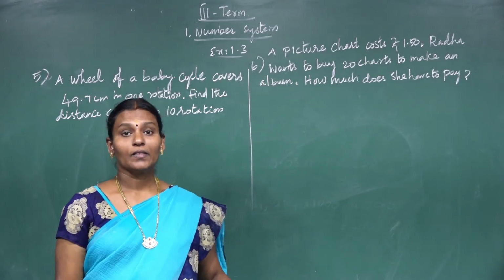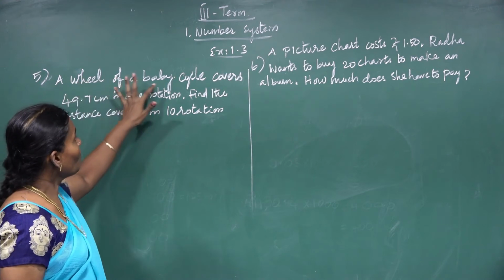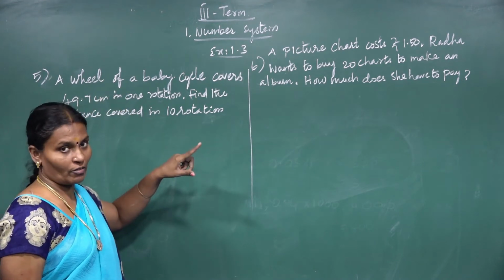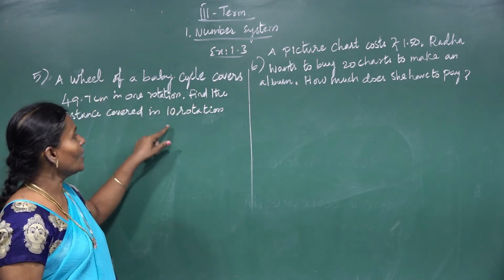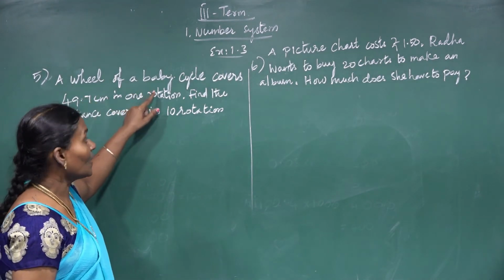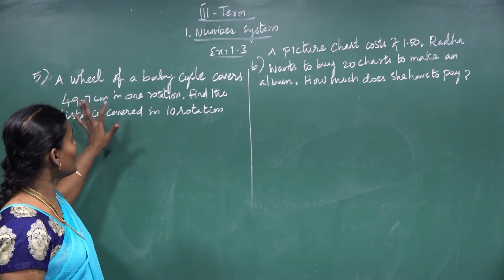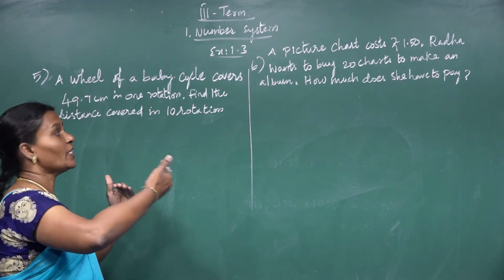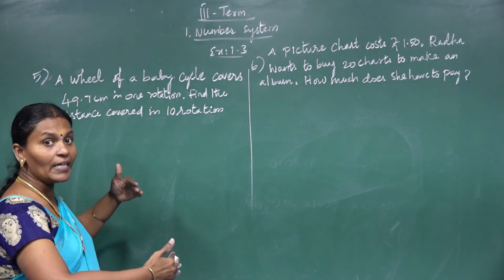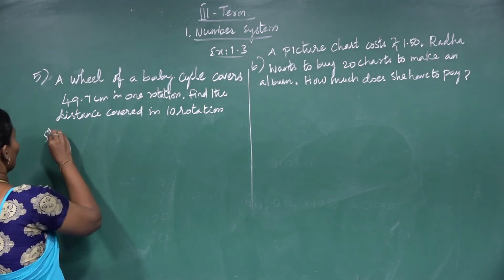Good. Children, now we see exercise 1.3, fifth sum. A wheel of a baby cycle covers 49.7 centimeter in one rotation. Find the distance covered in 10 rotations. Okay. Understand the question? The baby cycle wheel covers 49.7 centimeter. One rotation covers the distance 49.7 centimeter. So, find the distance covered in 10 rotations. Okay. So, what is given here? See, solution.